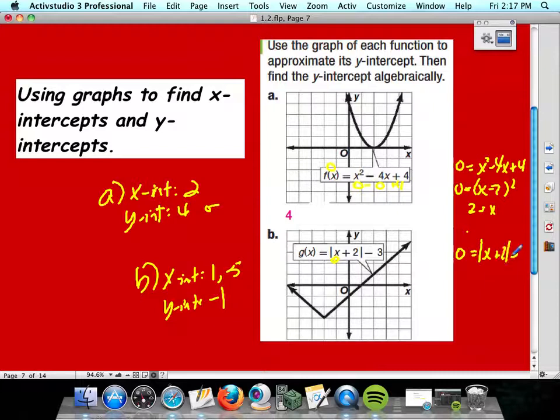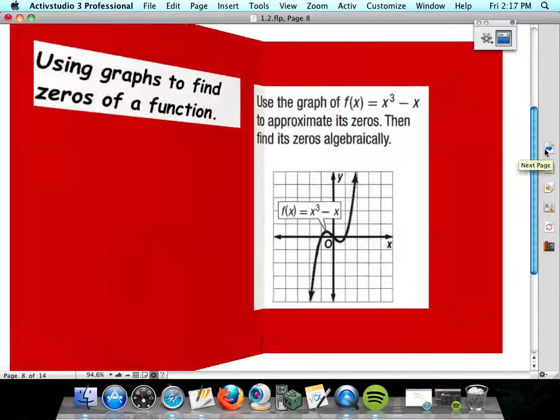So it would look like this. You move the 3 over, x plus 2 is 3. That's because it's absolute value, there are two answers. You do x plus 2 is 3, and x plus 2 is negative 3. Move the 2 over, you get 1. Move that 2 over, and you get negative 5. The same thing we got just by looking. So I want you to see, even if you do it algebraically or graphically, you get the same thing.